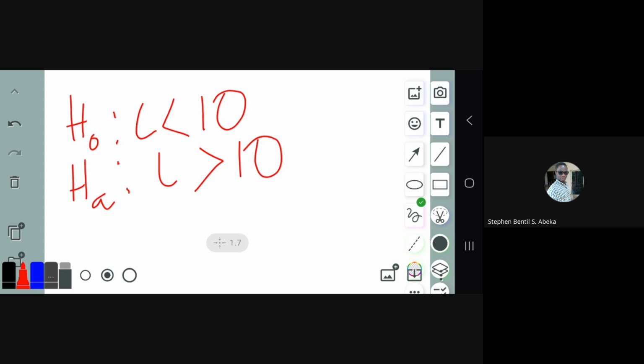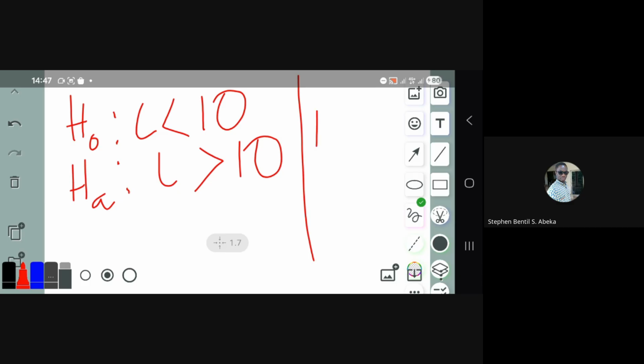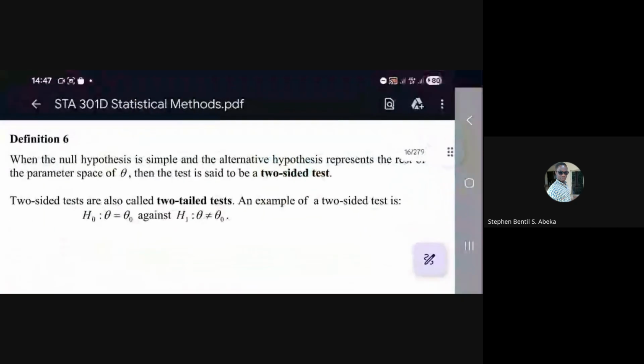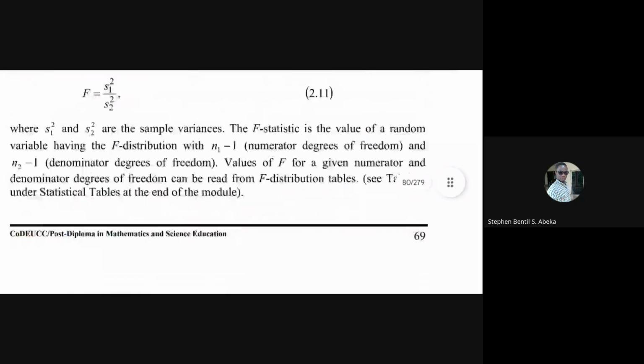Excellent. So this is a one tail test. This is one tail because we are dealing with just these two. But let's assume that he brought in the equal sign and not equal sign. Then we are moving to two tail. Please, are we fine? Are we fine?